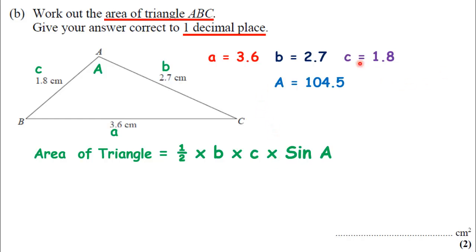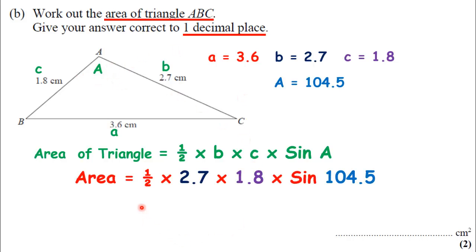Now, I don't need the value of a. I need the two sides on either side of the angle. So b and c, they're on either side of the angle that I know. I'm going to put those into the equation: a half times 2.7 times 1.8 times sine of 104.5. So it always is sine, right? And it's the angle there. That just goes straight into your calculator and we get a result.